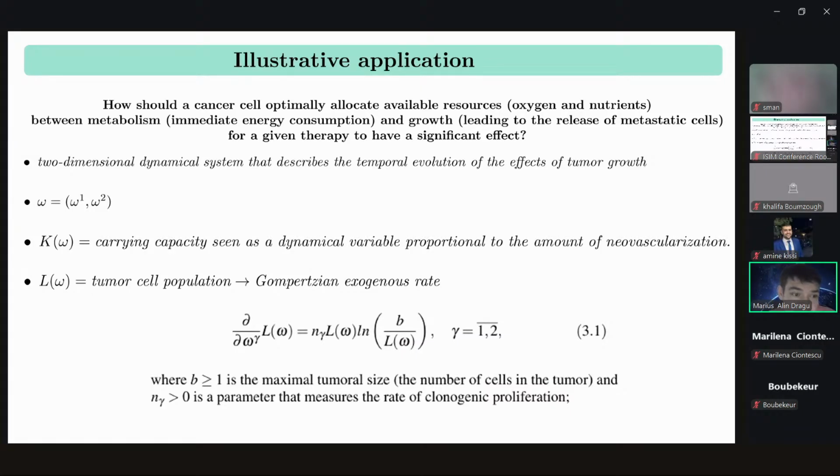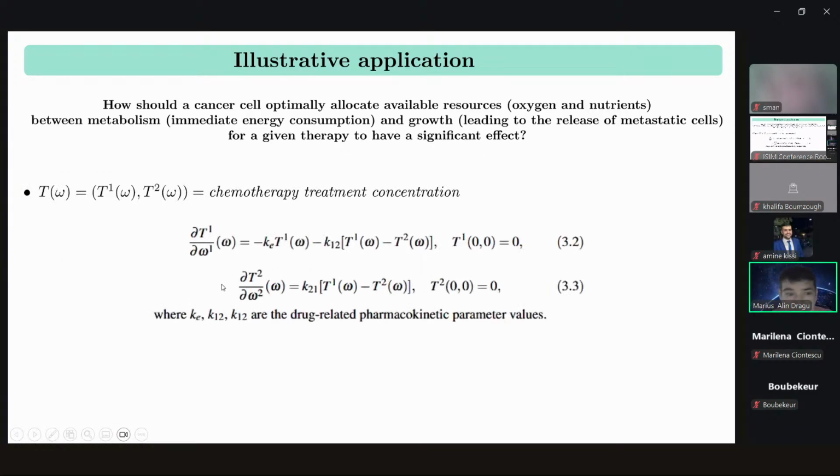And the function k of omega represents carrying capacity, a dynamical variable proportional to the amount of neovascularization. The tumoral tissue is supposed to have a large number of cells, so that the neovascularization is the primary factor in governing the available resources, the oxygen and nutrients. L of omega is the tumor cell population, and T of omega represents chemotherapy treatment concentration, T1 in the central compartment in the blood, and T2 in the tumoral tissue.